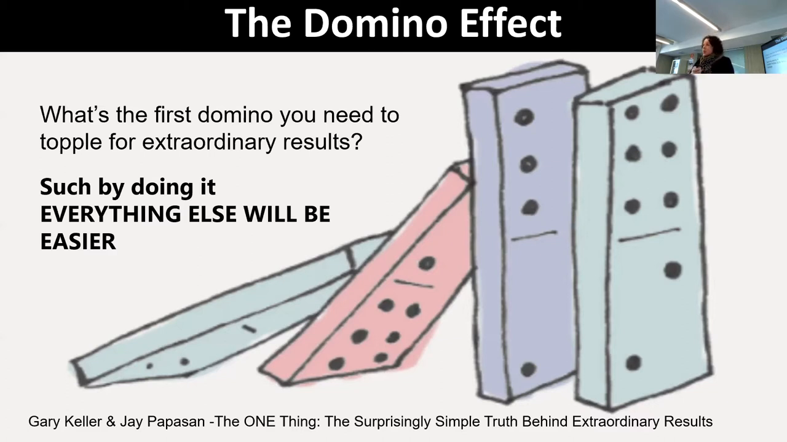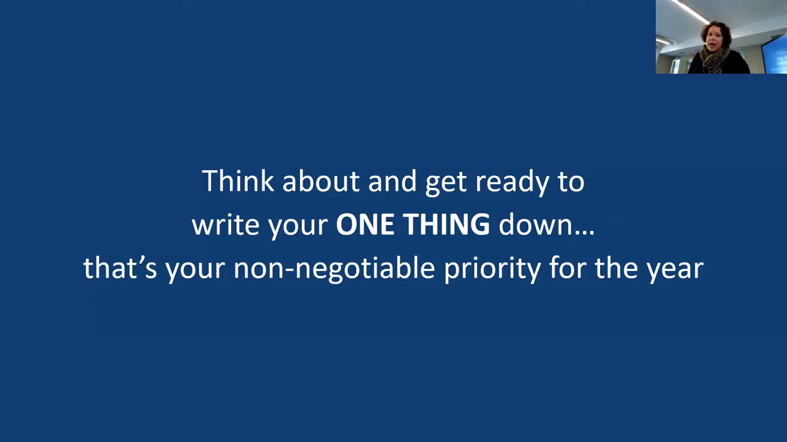So what's that domino? It's important to try and think about the domino effect. What is the one big major domino? If you knock that over, everything else this year and next year will be much easier. For those of you doing your PhD, no doubt it's completing your PhD. But for others, it might be different things. You need to really put some thought into what that one thing is, and that's your non-negotiable priority for the rest of the year.